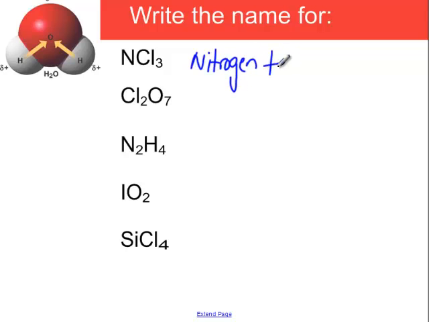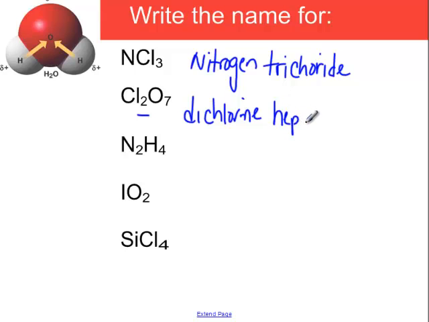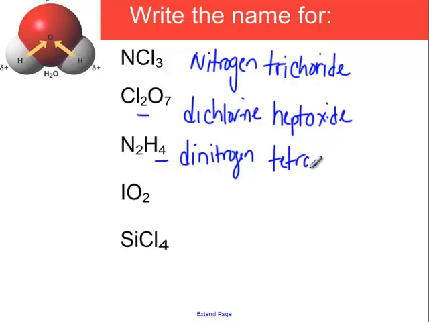So it's nitrogen, and then chlorines, there's 3 of them, so trichloride. The next one, there's 2 chlorines, so it's dichlorine. Check your ending, make sure it's not ide, it's ine. Dichlorine. 7 is hepta, and then it's oxide, so I'm going to drop that vowel, heptoxide. The next one, 2 nitrogens, dinitrogen, and then there's 4, tetra, and then hydrogen is hydride.